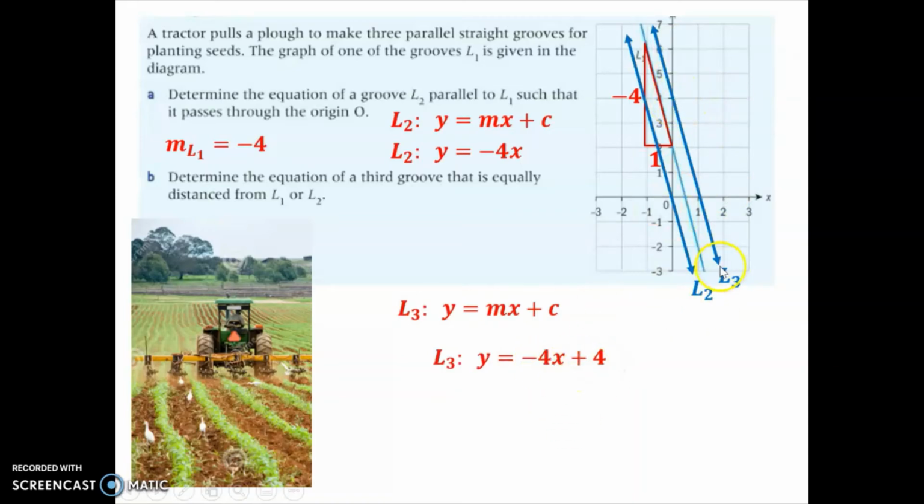Okay, but the other option for line 3 is if it was on this side. Okay, it can be parallel to line 2 over here. So what is the equation of this one? Well, that one is -4x minus 2. This time the y-intercept is -2, but the slope is the same. Main thing you notice is that the slope is the same all the way through, and then different y-intercepts.